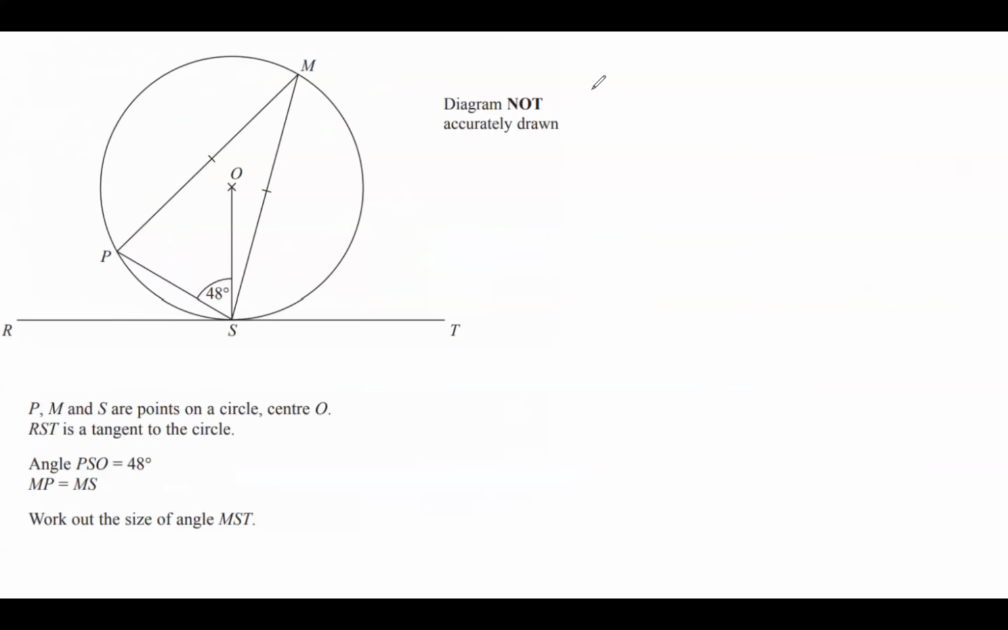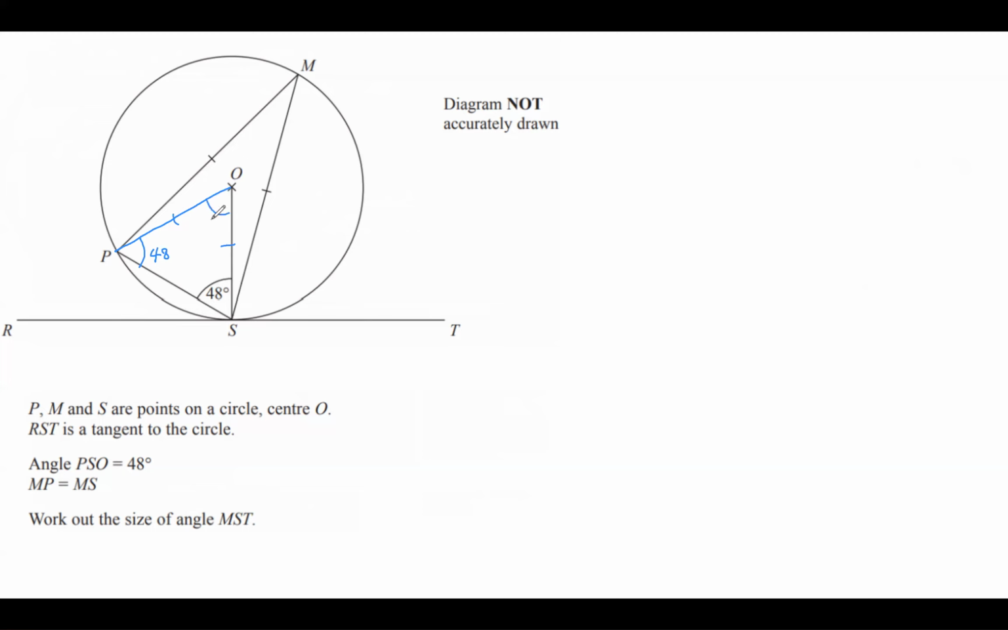Okay, let's have a look at this one. So again, it says work out the size of angle MST. So we don't need to give our reasons, but we can talk about the reasons in this problem. So we know that this is 48. Now, this is the center, and the line is therefore a radius. So a line from the center to the circumference is a radius. And I can again draw another radius. It's a good habit to draw radii where necessary. So we know this angle is going to be 48 because these two are of the same length.